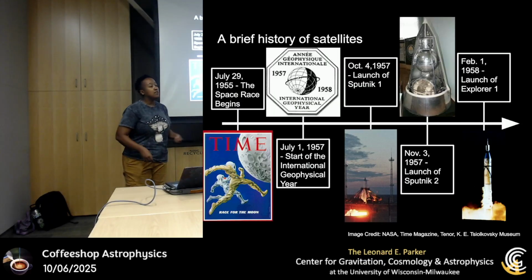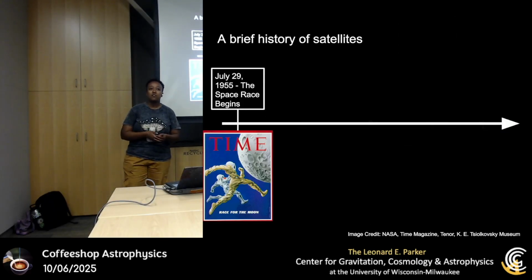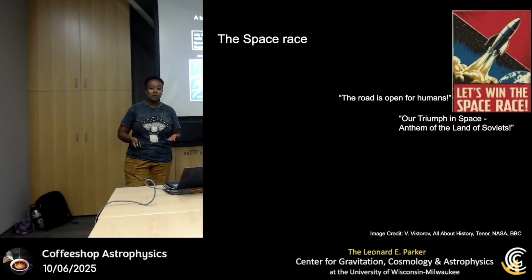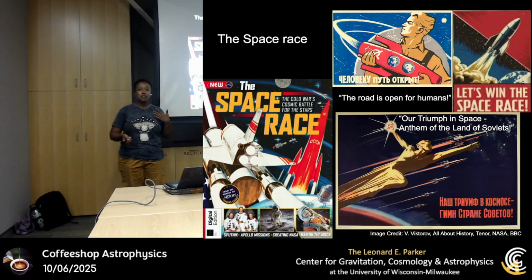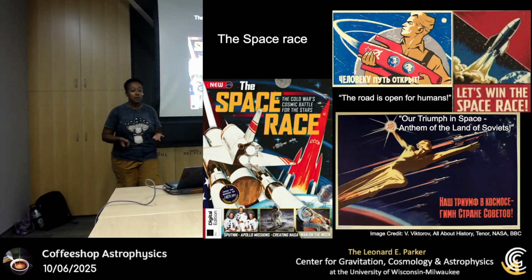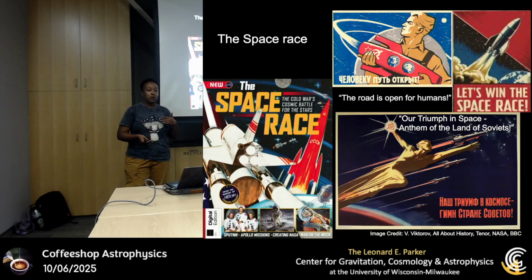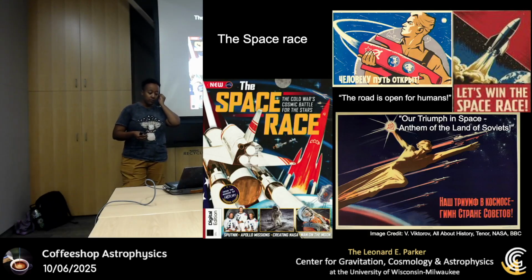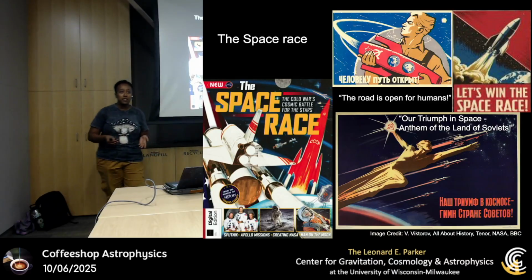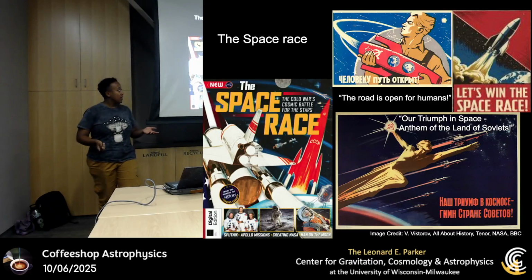Okay, so in this next bit, we're going to do a brief history of satellites, starting with the beginning of the space race, which was July 29th, 1955. Now, this is a very specific date because this was the date that the US first announced that it was going to send up the first satellite in the next couple years.